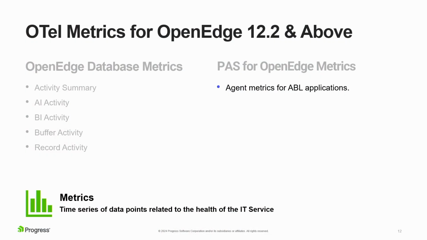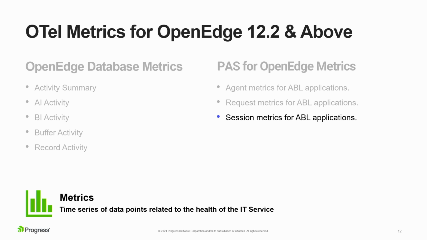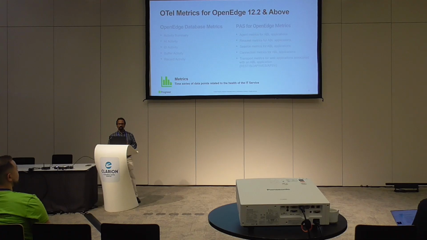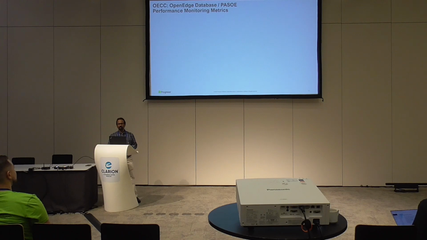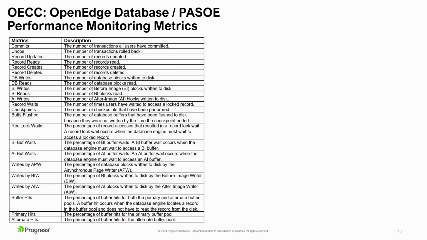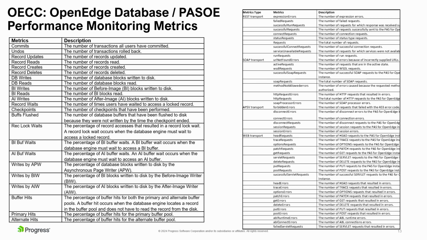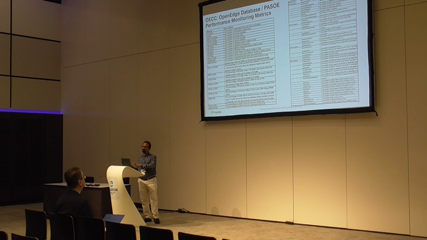On the right-hand side, I'm showing all the runtime metrics that we have: PASOE agent metrics for ABL, some of the request and session connection metrics, and all the transport-related metrics. So this is a list of all metrics from the database perspective. On the right-hand side, I'm sorry, it's not visible, but I tried fitting this into one slide. For your application, there were requests taking a longer time. They were in queue. So we could monitor the wait times and all those things.